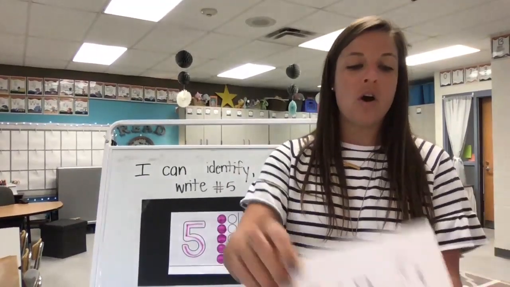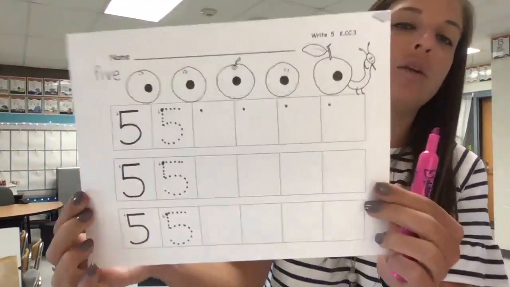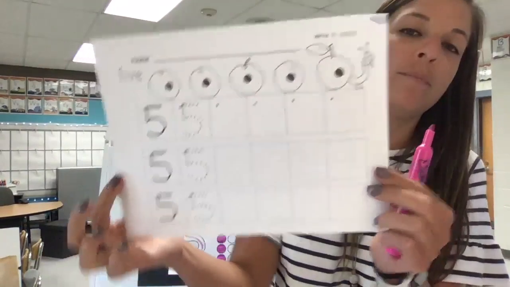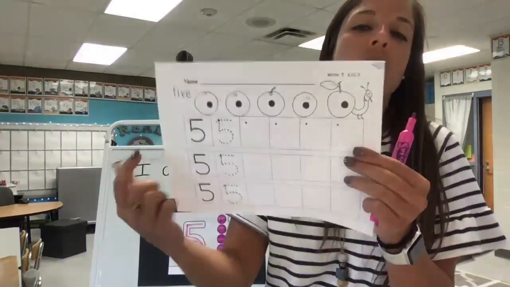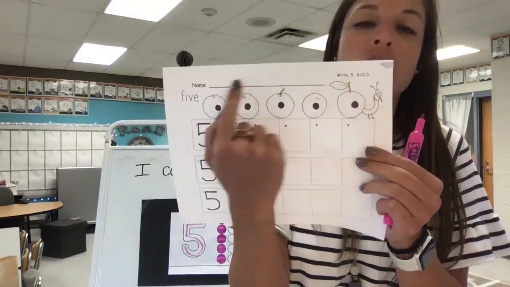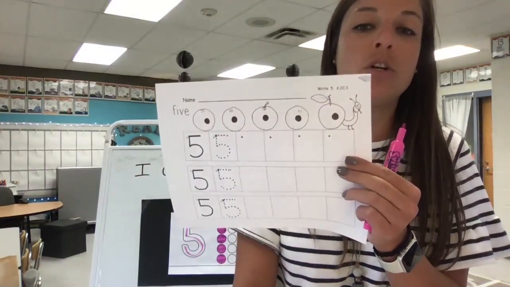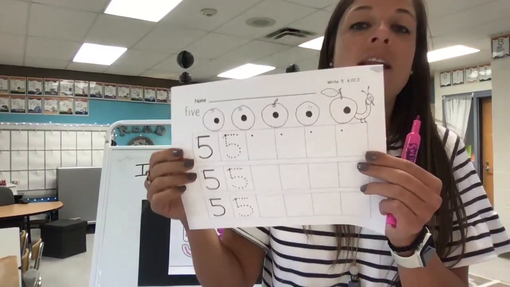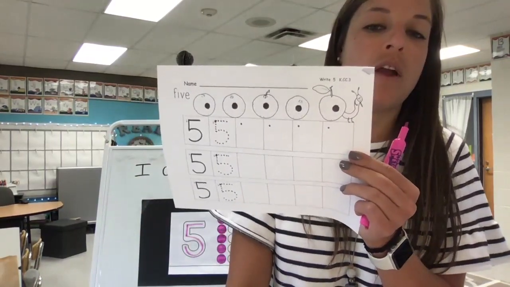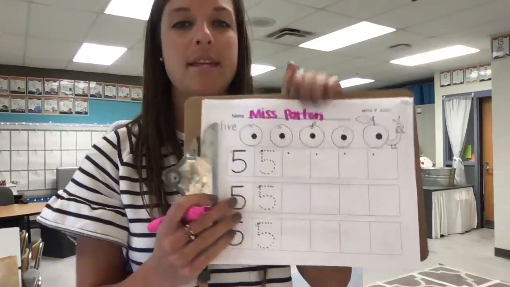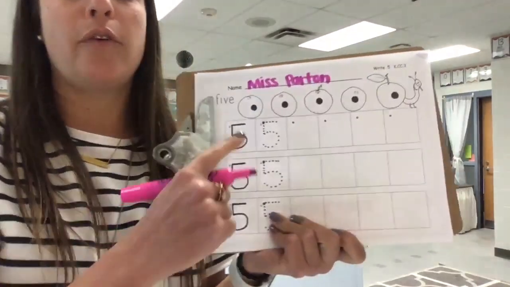Excellent job. We're going to switch now to our fruit page. This is our page that will go on Google Classroom. This shows us that you've been practicing your number writing. So at the very top, as we always do, we're going to start by writing our name in pencil, and then we will get started on our first row. Go ahead and pause the video and write your name. All right. We're going to start with our first row.